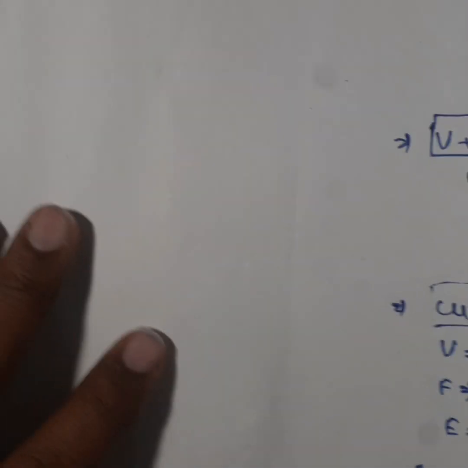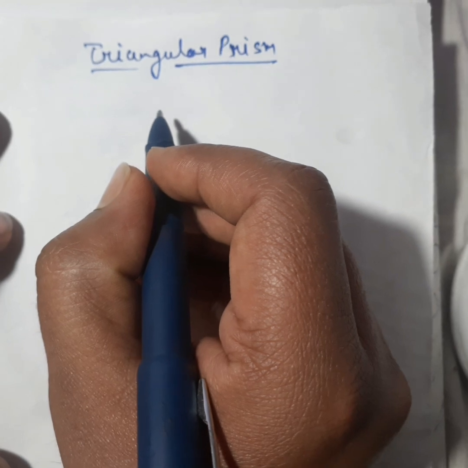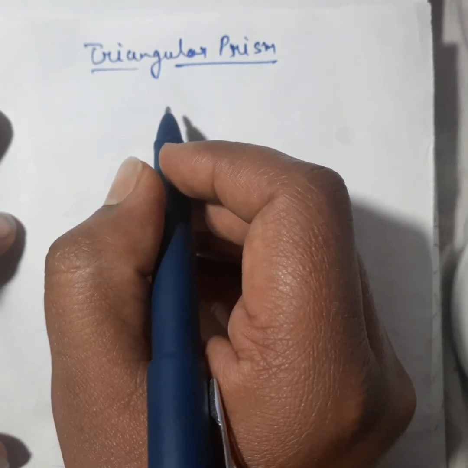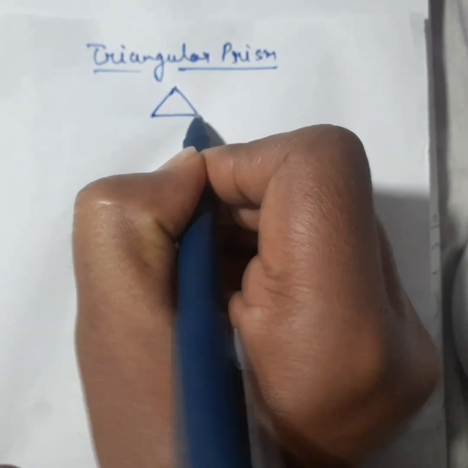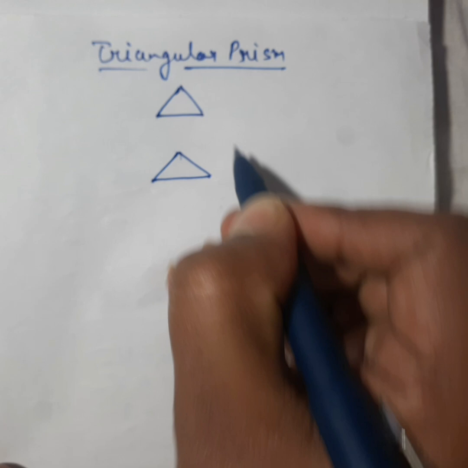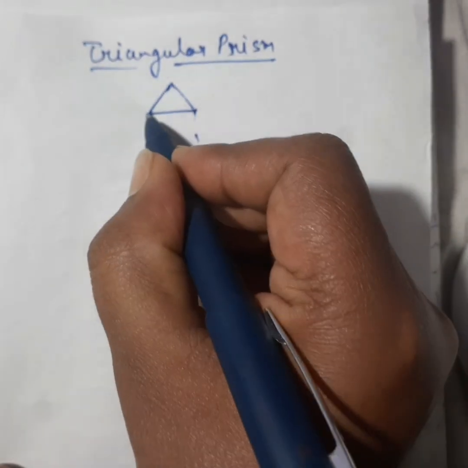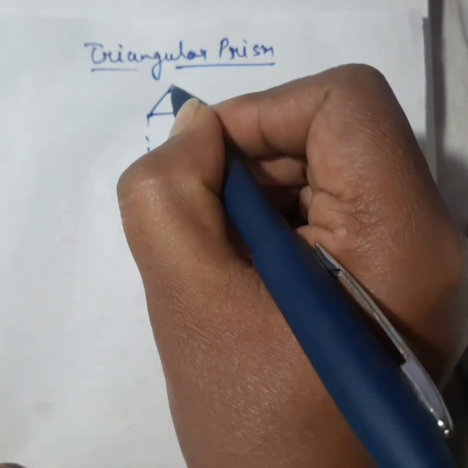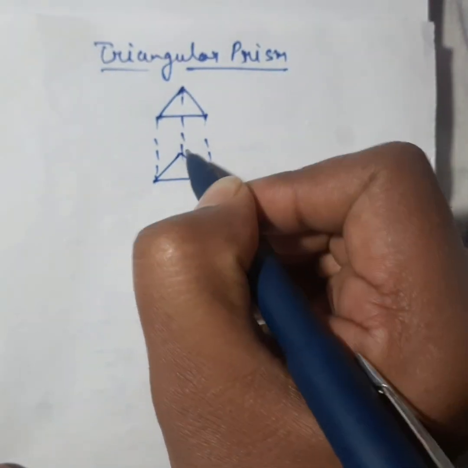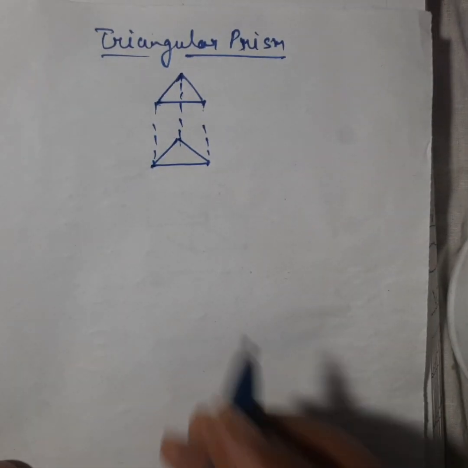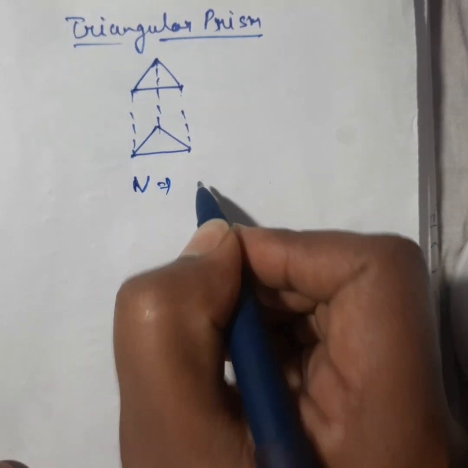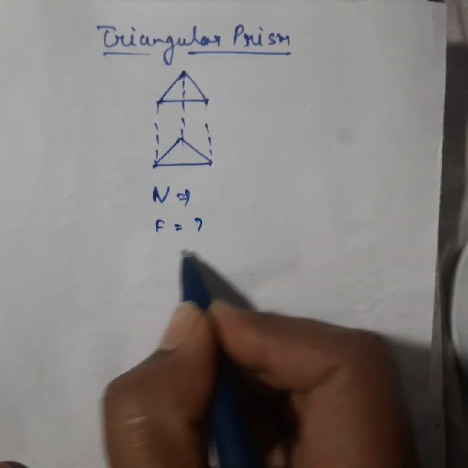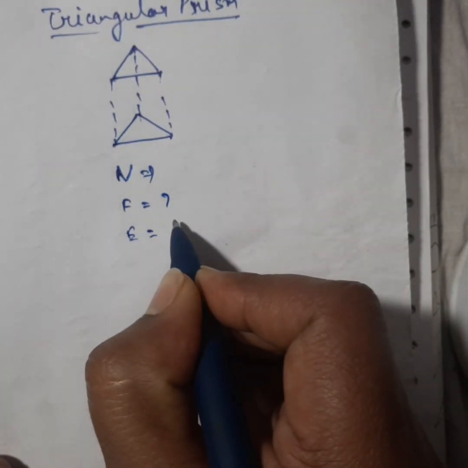Let us now try to understand Euler's formula for a triangular prism. We have a triangular prism that looks something like this. The 2 identical triangles, and we join the vertices of these identical triangles with these dotted lines. Now we have to find out the vertices, the faces, and the edges of this particular figure.